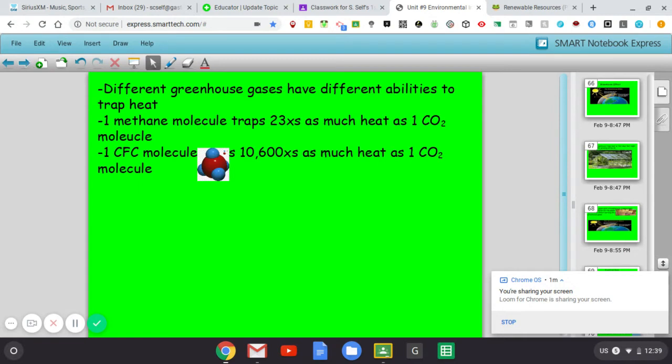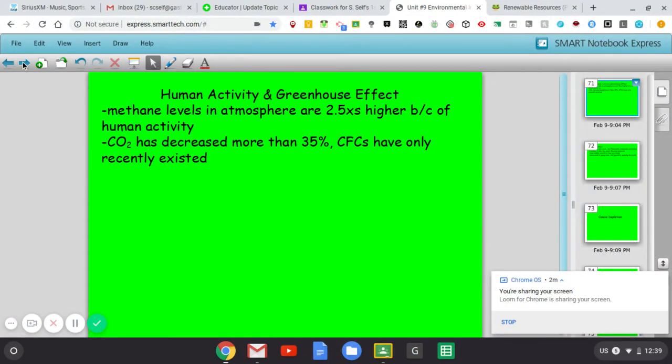All right, so different greenhouse gases have different abilities to trap heat. For instance, a methane molecule traps 23 times as much heat as one carbon dioxide molecule. But a CFC, a chlorofluorocarbon, traps 10,600 times as much as just one CO2 molecule. And this is actually an example of a chlorofluorocarbon. I don't think it's going to let me make it bigger, but we're going to look at some stuff with that.